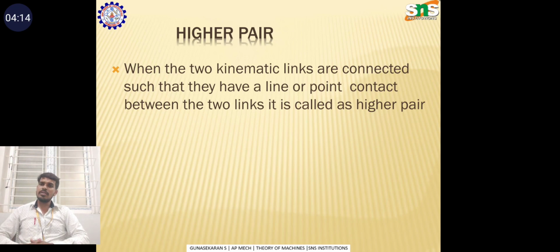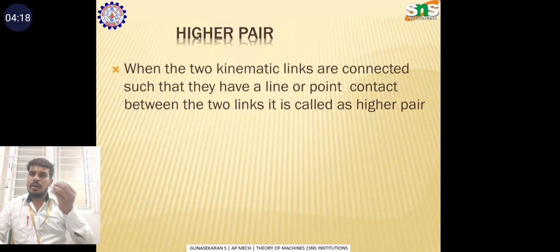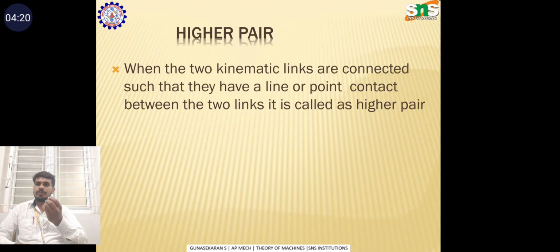Examples of higher pair include ball bearing, the rolling contact between the ball and races. We already know the journal bearing or ball bearing. This rolling contact between the balls and the races allows rotational motion with minimal friction.